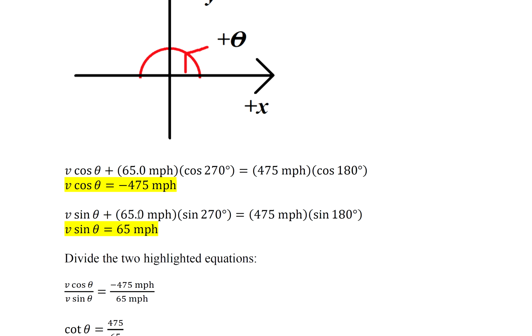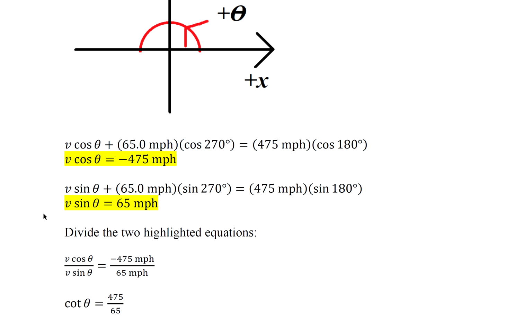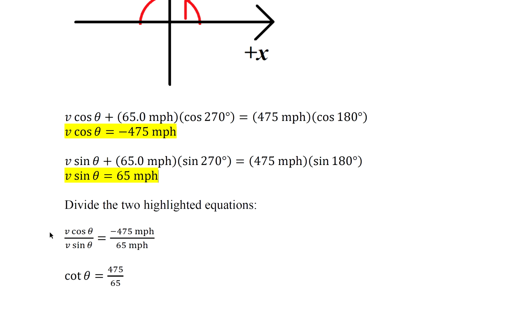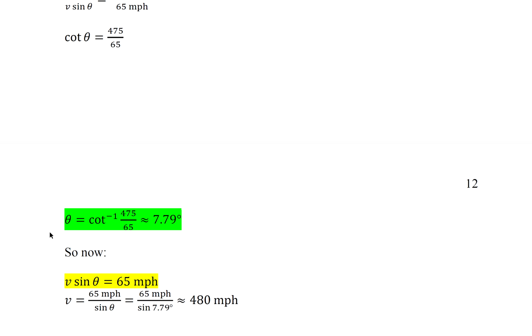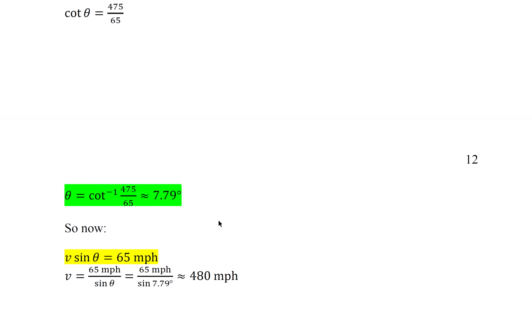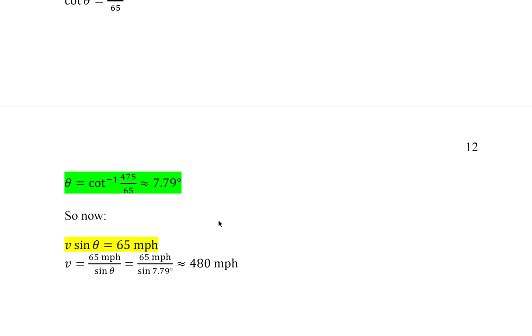V sine theta plus 65 sine 270 equals 475 sine 180. This is for the vertical direction. So now we're going to divide the two highlighted equations. And we get cotangent theta equals 475 over 65. Solve for theta, we get 7.79 degrees. So now we could plug this green solution into the yellow equation, and we get 480.